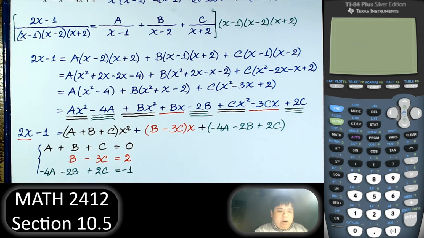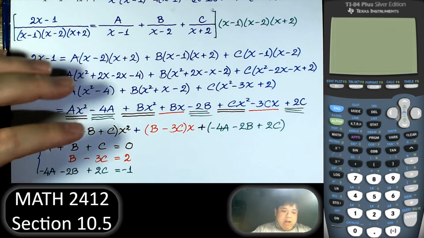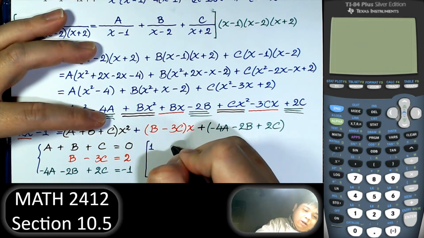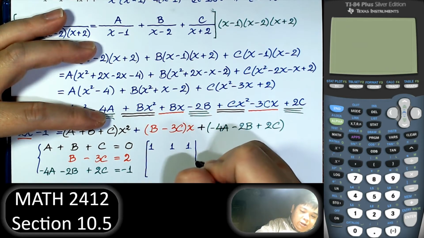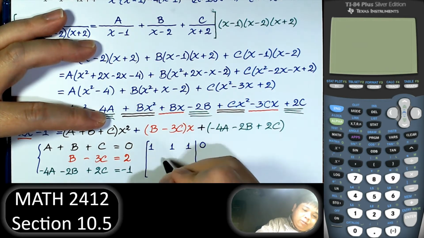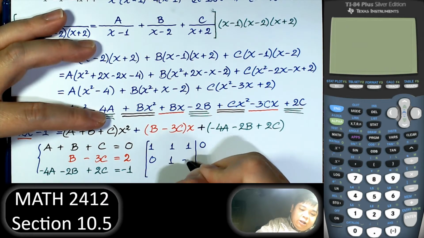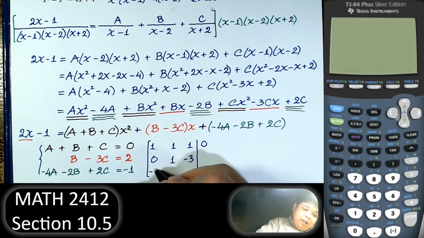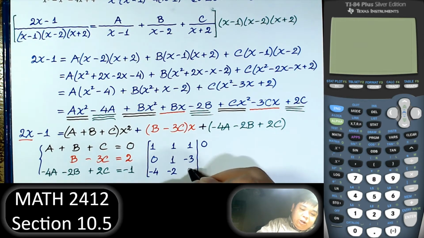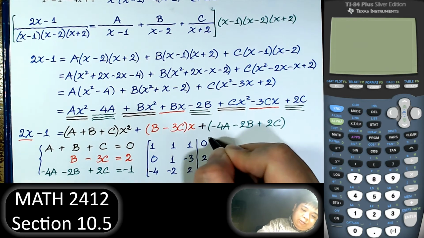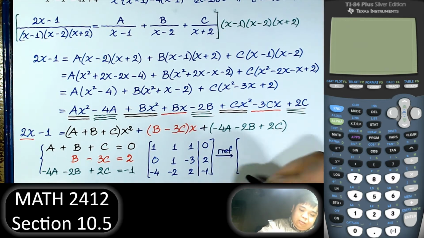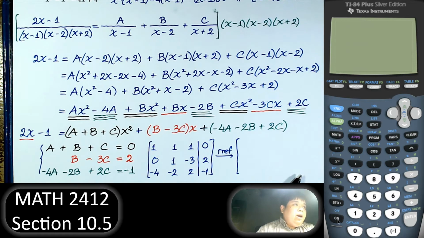Right, that's simple enough. Put it in the matrix, reduce row echelon form. That's pretty much it. So 1, 1, 1, 0, 0, 1, negative 3, and negative 4, negative 2, 2, negative 1, 2. Right, so put it in the matrix.